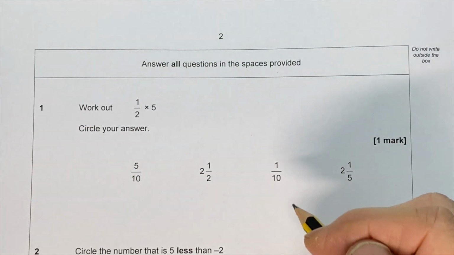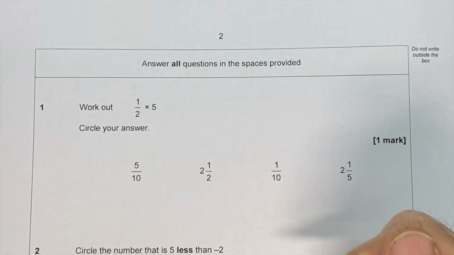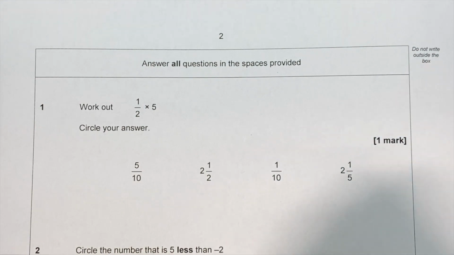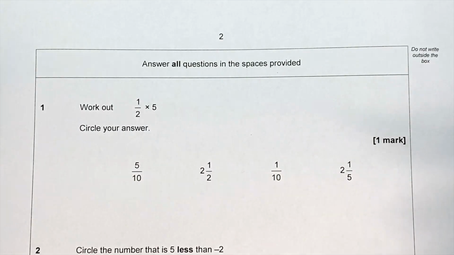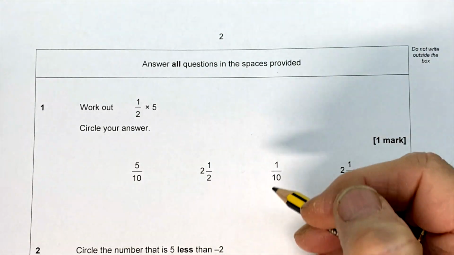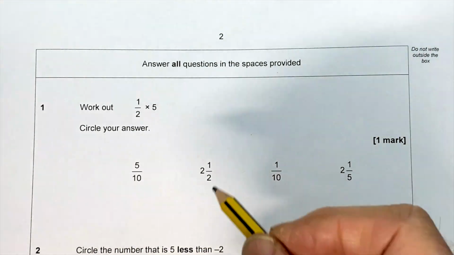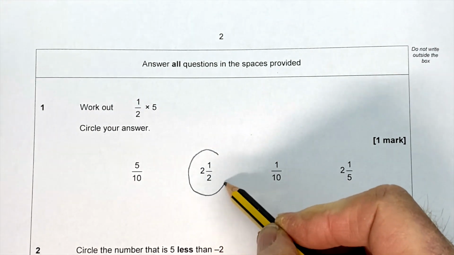So we're looking at the first few questions on the 2018 Foundation Paper 1. First question, work out a half times 5. Well, there are three ways of doing this, really. You could say a half times 5. Well, I know what a half of 5 is. A half of 5 is 2.5. So we've already found the answer.